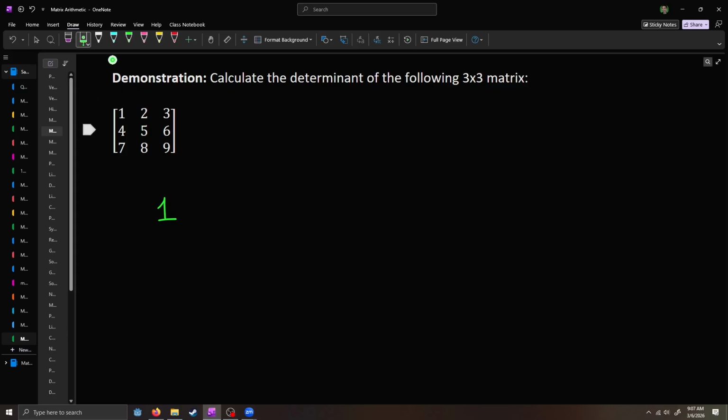Then I'm going to cross out the column and the row containing that 1, and I'm going to look at what is left behind in that bottom right corner. And in this case, what's left behind is a smaller 2 by 2 matrix consisting of 5, 6, 8, 9 in that position. So I'm going to multiply 1 by the determinant of that smaller matrix, 5, 6, 8, 9.